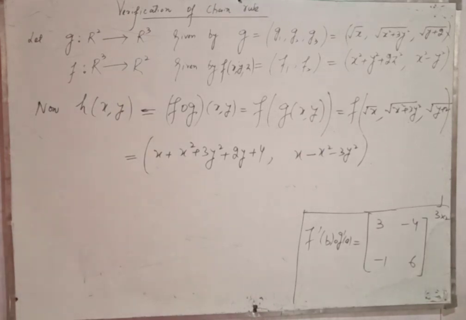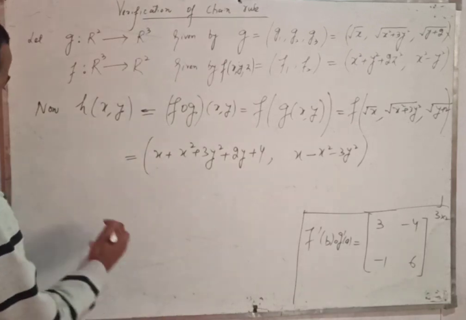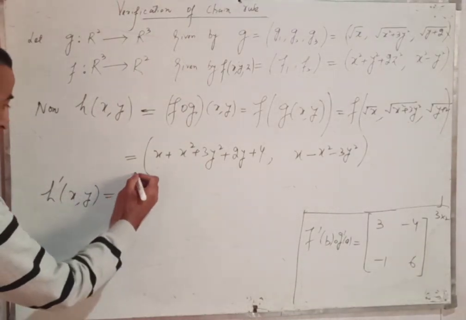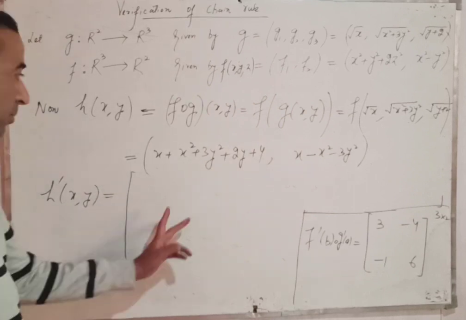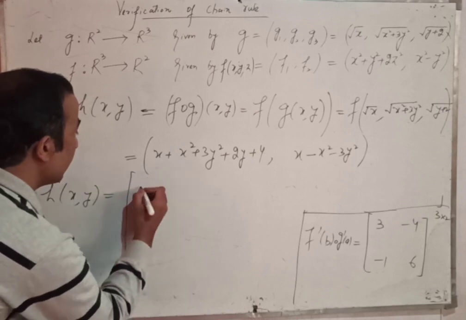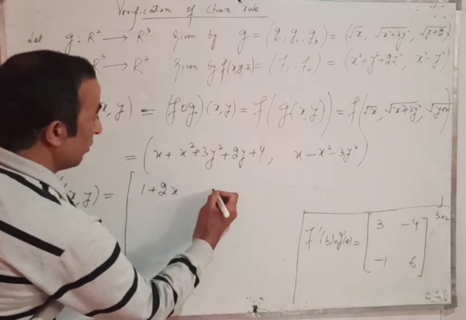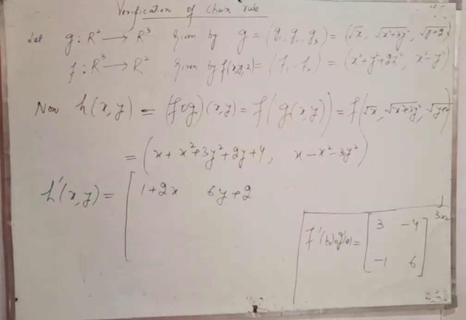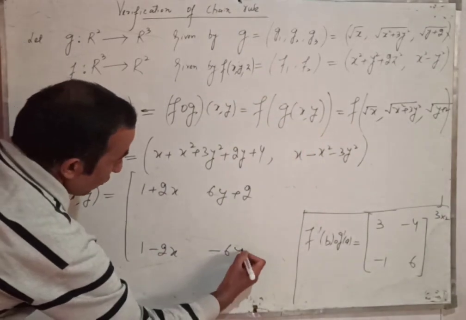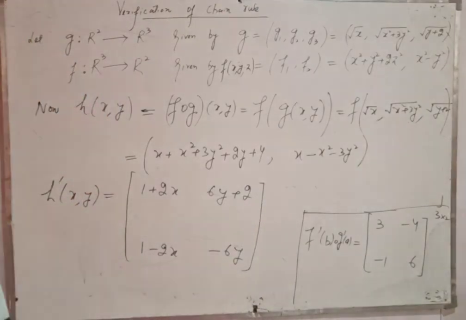Now we find the derivative of this h, that is h dash. We will calculate h dash of xy at the general point. Again we have two components here. This is the first component, this is the second component. So along the first row, the partial derivative with respect to x is the first one, that's 1 plus 2x. With respect to y it will be 6y plus 2. Then with respect to x it is 1 minus 2x, and with respect to y it is minus 6y. Now you have to calculate h dash of a.